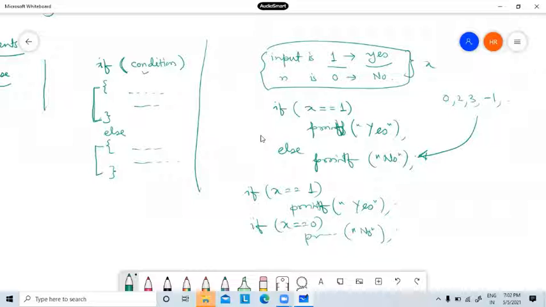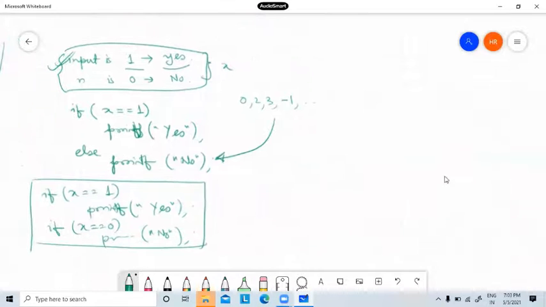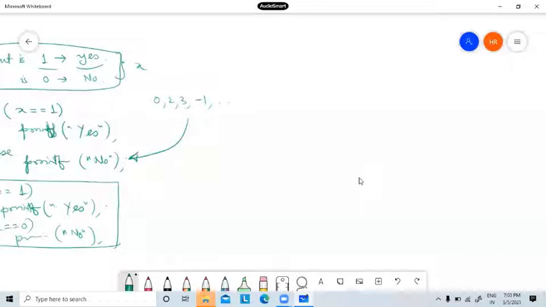I hope you understand why I am writing 2 ifs, because here the condition is given like this: if your input is 1, you say yes; if your input is 0, you say no. For any other value, it is not given. If any other value is taken as input, what should be the output? Since it is not given, you have to write two different if statements. If you write it like if else, then it is not correct. Then when will I use if else? I will use if else in cases like this.